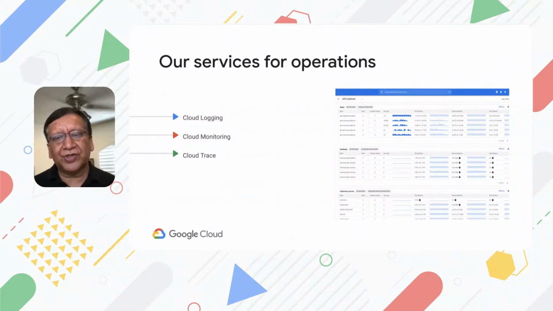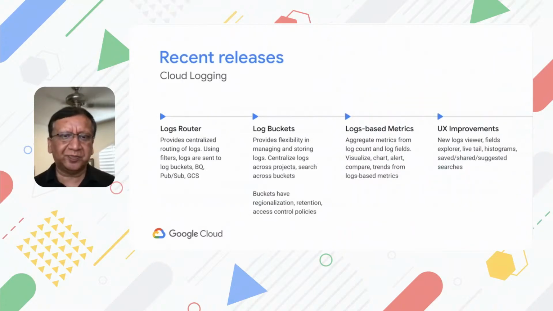So let us now focus on some of the exciting capabilities that were released recently. I will first look at Cloud Logging. The Logs Router provides centralized routing of logs that directs logs from different sources to different destinations. Logs can be directed for storage in Cloud Logging buckets, sent to BigQuery for analytics, or sent to GCS for long-term retention.